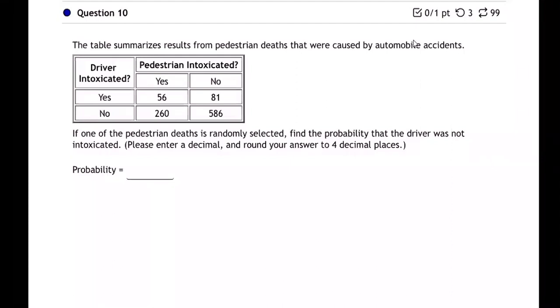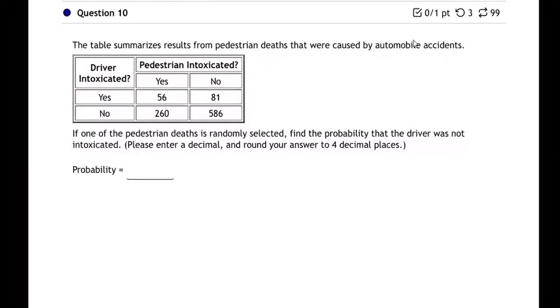So this is accidents. Deaths, that's terrible. A pedestrian, somebody not in a car, died in an automobile accident. A car hit a person.